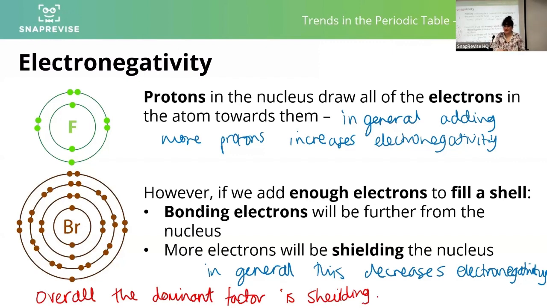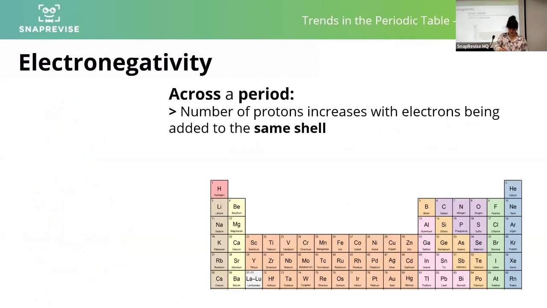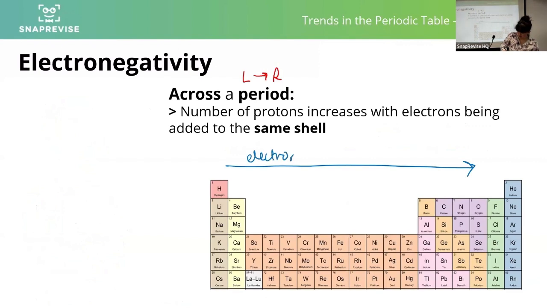So what trends do we see then in our periodic table? As you go across a period from left to right, again, I'm just going to show that I mean from left to right. I'm trying to keep it consistent. The number of protons increases, electrons being added to the same shell, and that means electronegativity increases across a period from left to right.